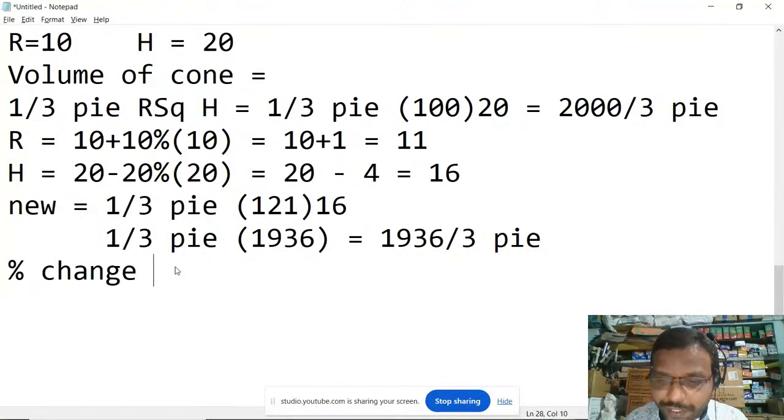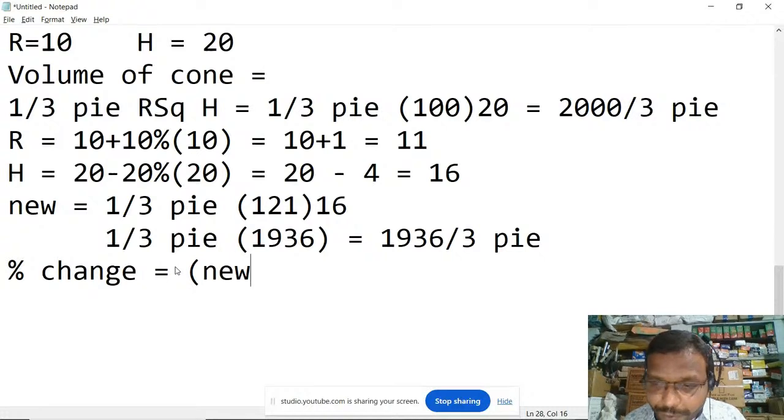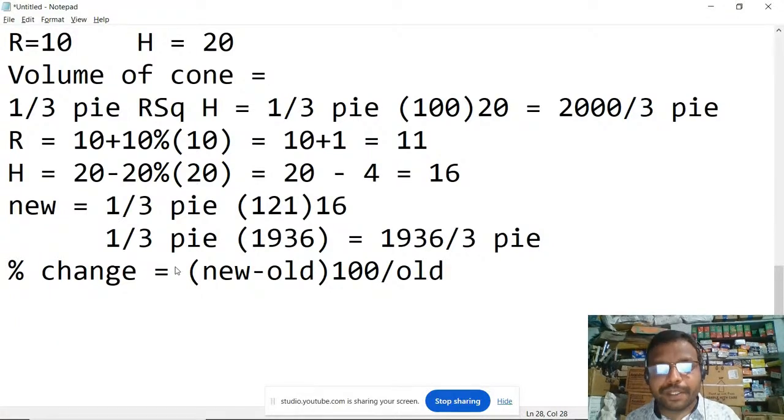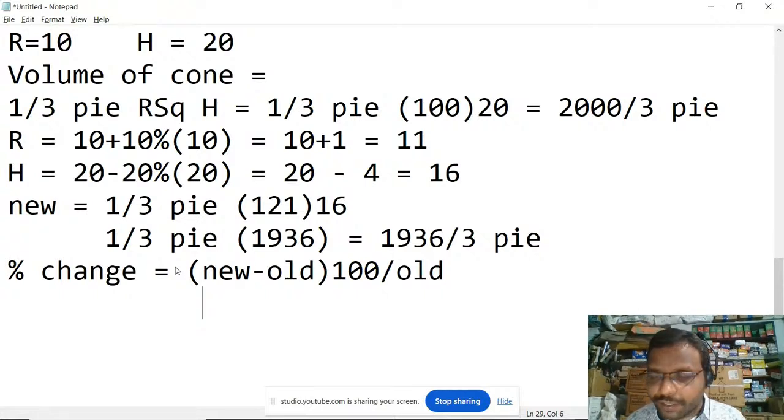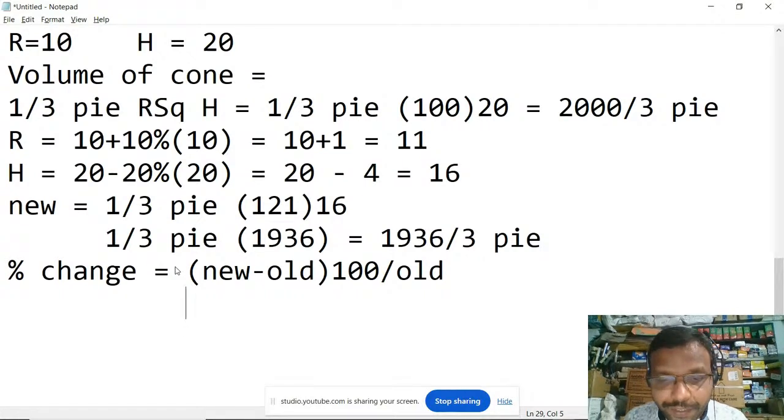Percentage change formula is new value minus old value into 100 by the old value, comparison value. So if you have to subtract 1936 by 3 minus 2000 by 3, how much? It should be 64.